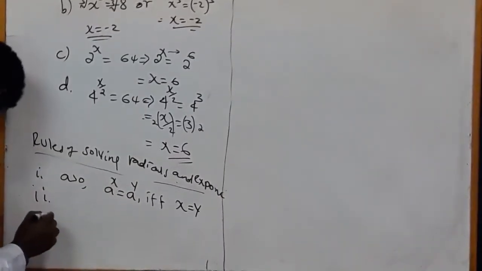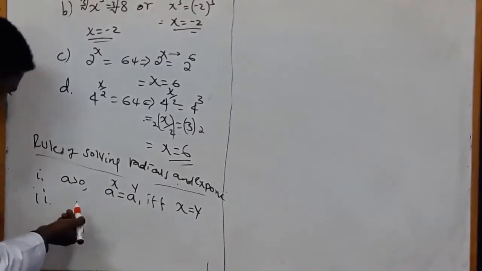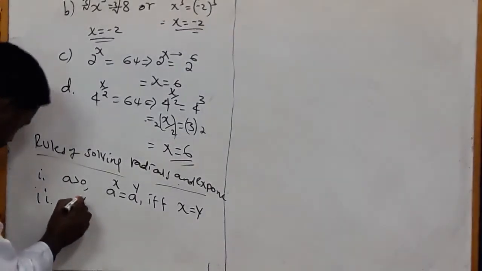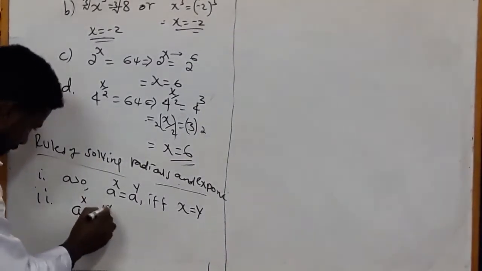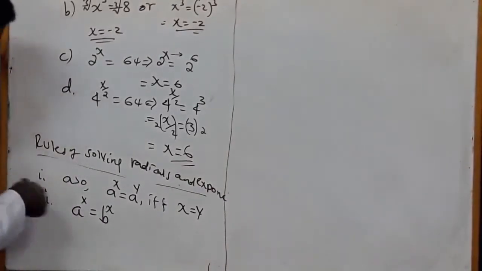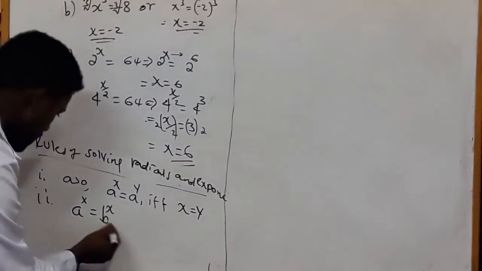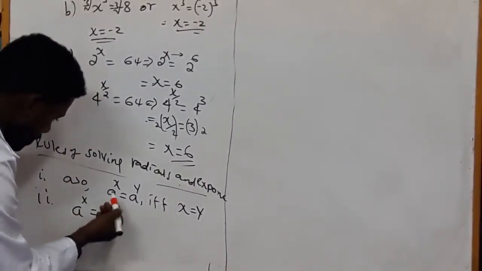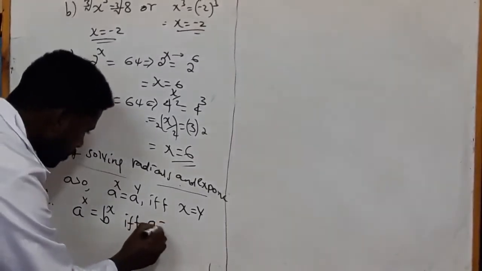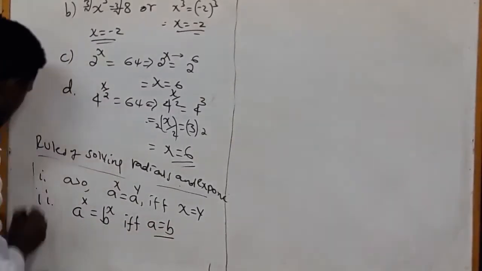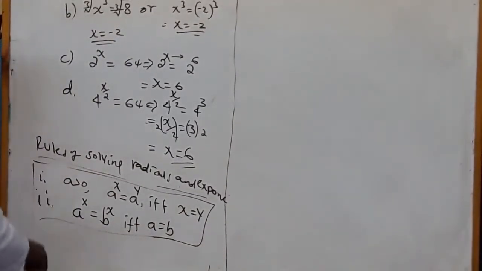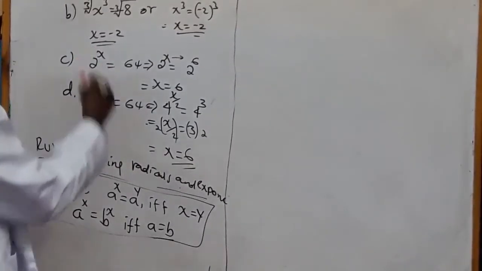The second rule talks about where a and b are any real numbers other than 0, a to the power of x is equal to b to the power of x. Don't forget that a and b should be greater than 0. We can say that if a to the power of x is equal to b to the power of x, this means, if and only if, a is equal to b. These two rules are very important for solving equations involving radicals and exponents.